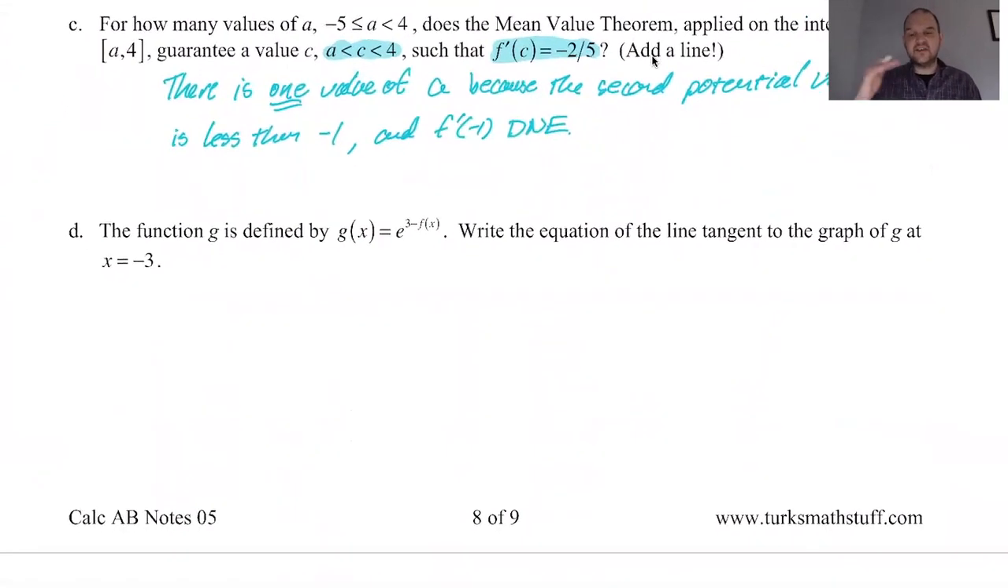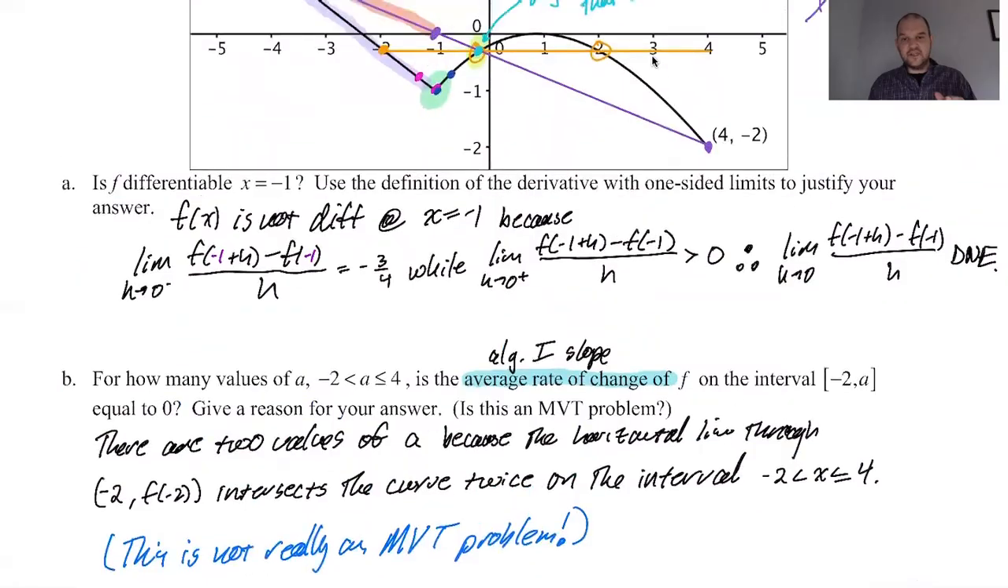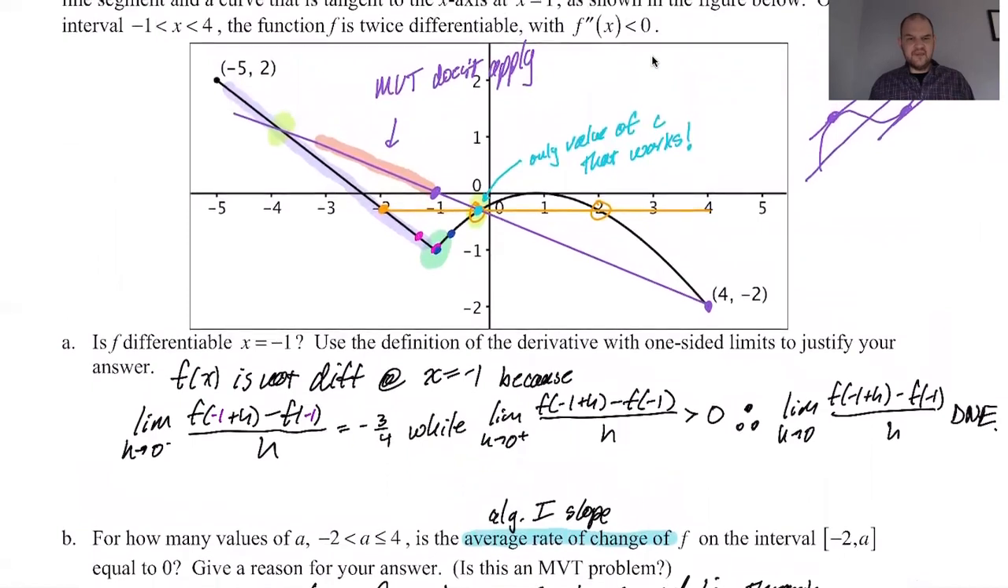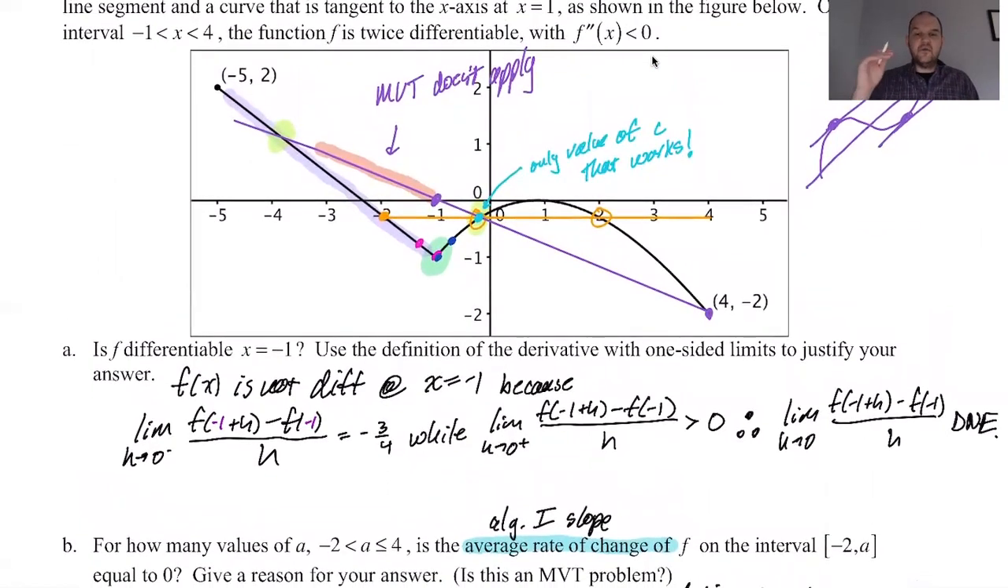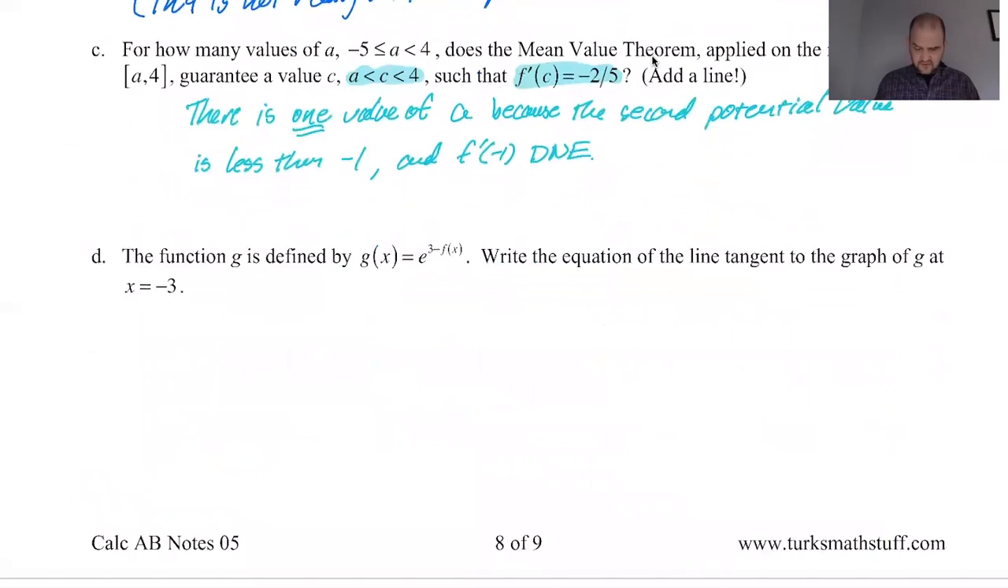Adding a line is a huge deal. When you're given this weird information and you're not really sure what to do with it, try adding something to the picture, right? We did that twice. We did it for the horizontal line, maybe in part B. We added a line to the picture and we could find our intersections. Then we did it for the mean value theorem. So adding a line is going to make your life a lot easier.